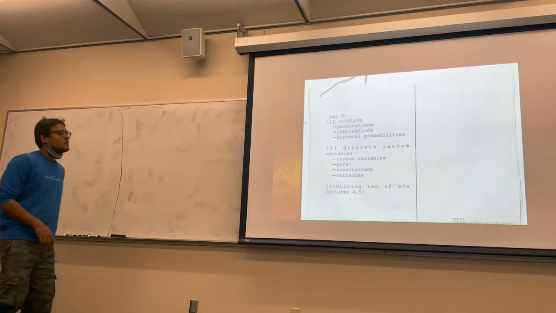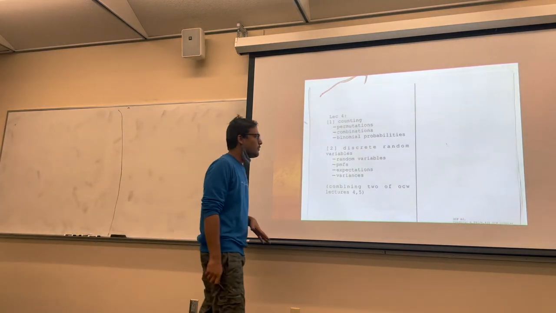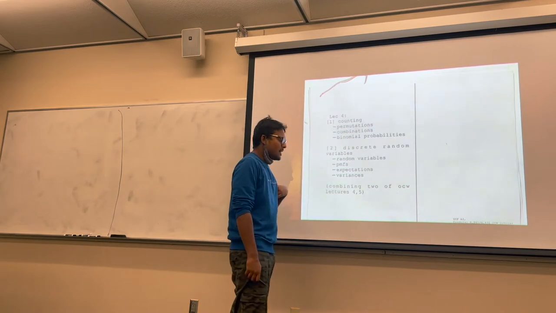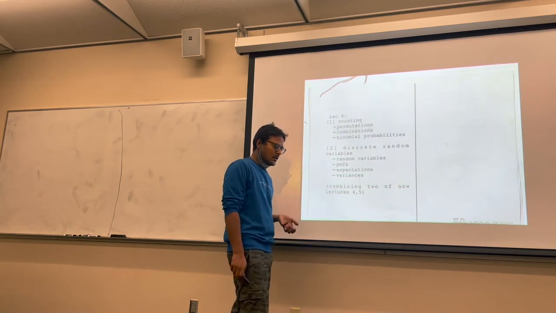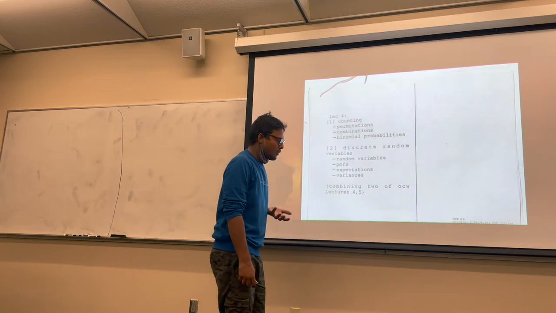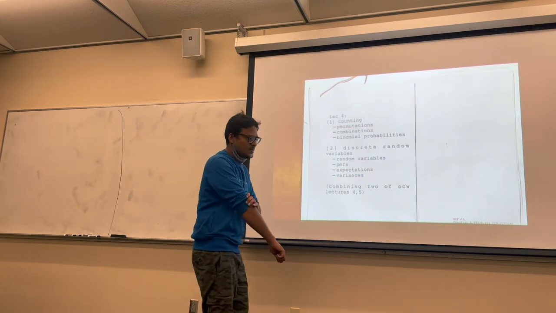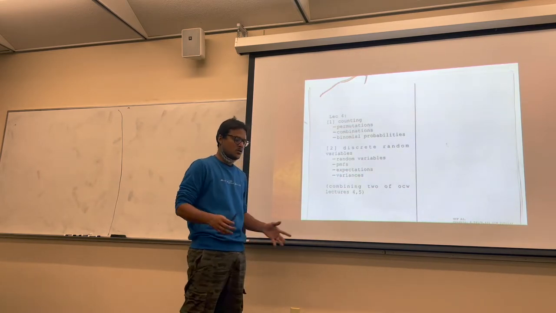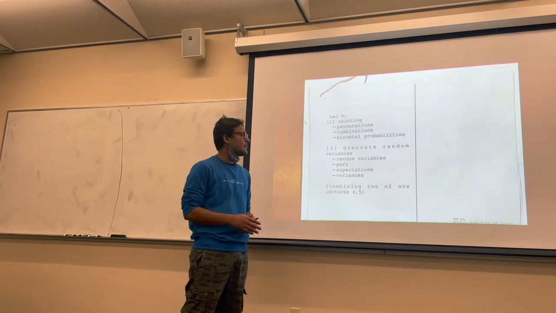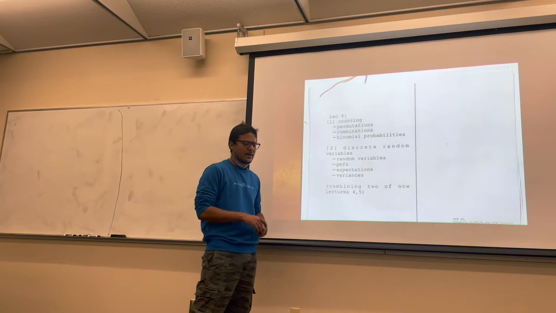So I will be talking very briefly, about 15 minutes, for counting. Like, how do you count basic things? What does counting mean? What do permutations and combinations mean? What is the binomial distribution? How does it look when you plot it? And then we are going to talk about discrete random variables.